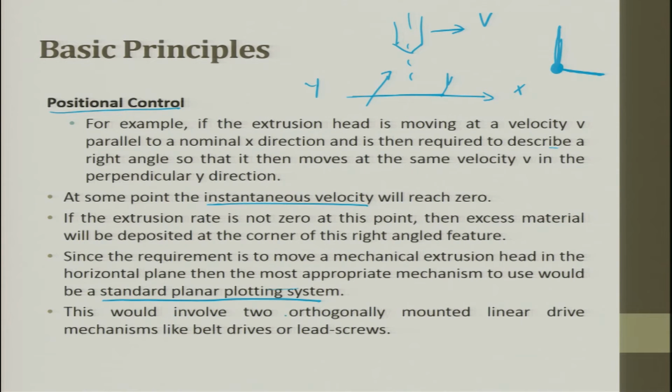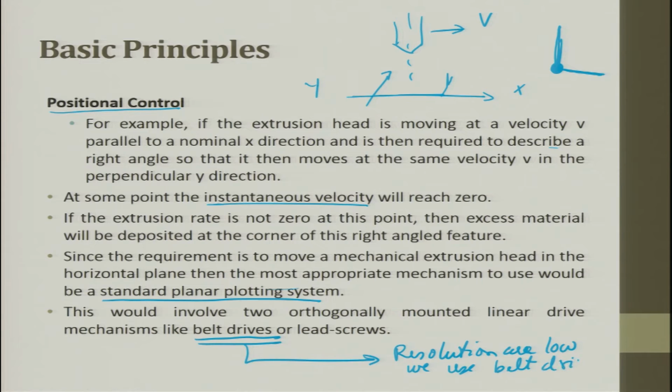This would involve two orthogonal mounted linear drive mechanisms like belt driven or lead screw. Normally, in all the FDM processes where the resolutions are not high, resolutions are low, we use belt drive. When the resolutions are very high, then we use lead screw. But keep in mind, it also depends on the nozzle diameter. See, if the nozzle diameter is large, and you put a lead screw of very high precision, what you get out will be a low feature. So, there has to be a trade off between these two.